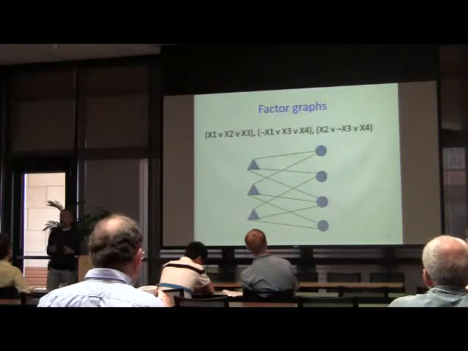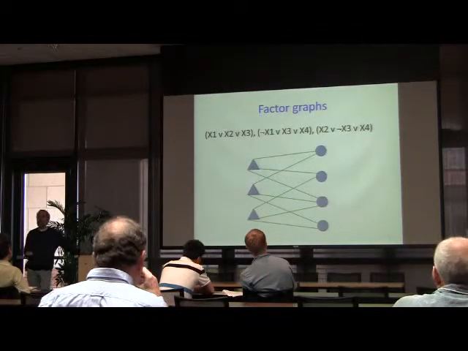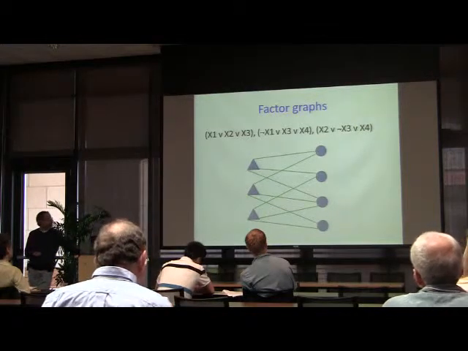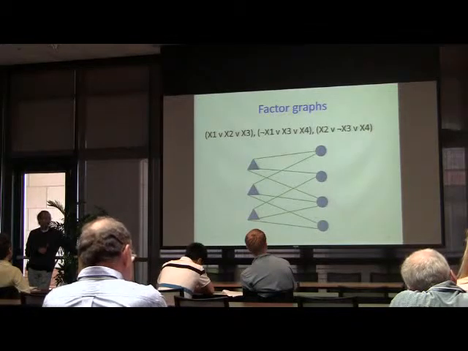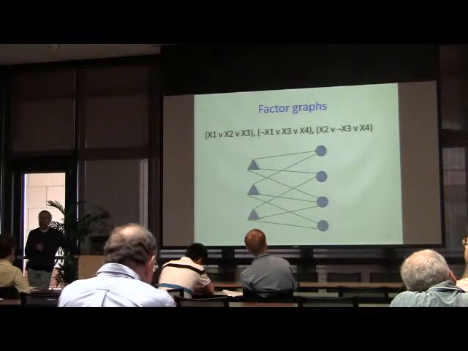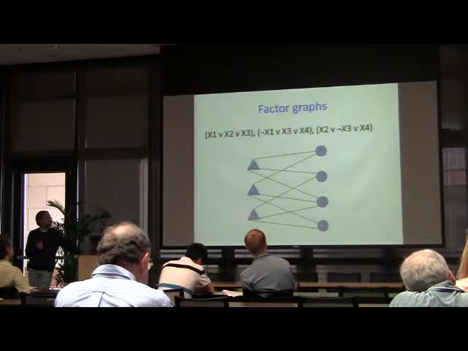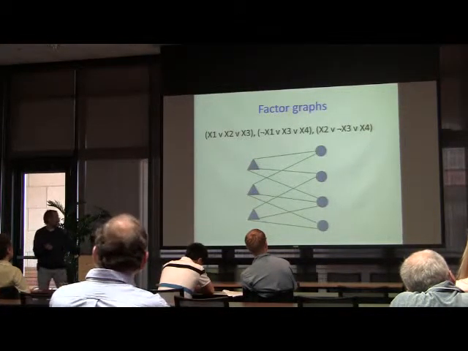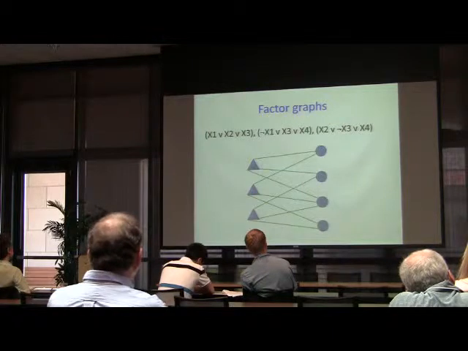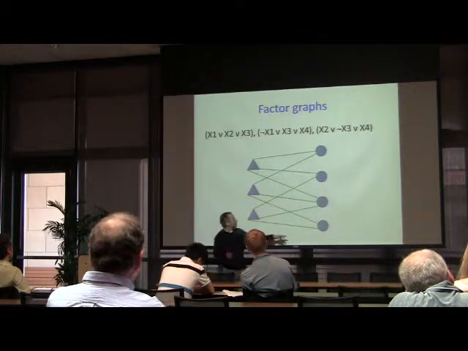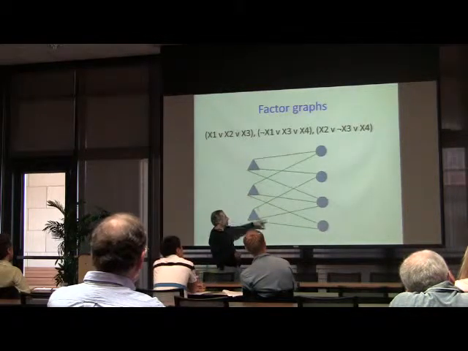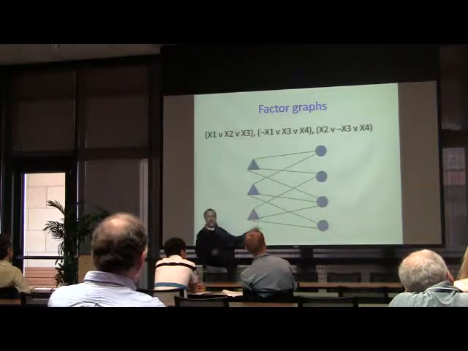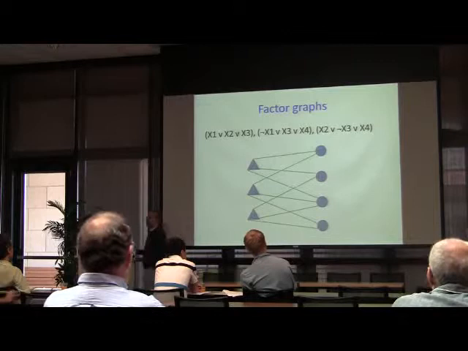A factor graph is a graph that is associated with a constraint satisfaction problem. On the left-hand side, we have the constraints or the clauses or the factors. On the right-hand side, we have the variables, and it's a bipartite graph connecting variables to constraints. So for example, variable x4, the fourth variable, appears in the third constraint and in the second constraint, so we have edges connecting the variables to the constraints.